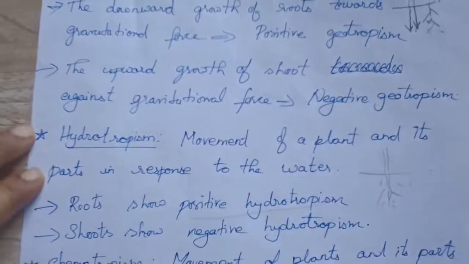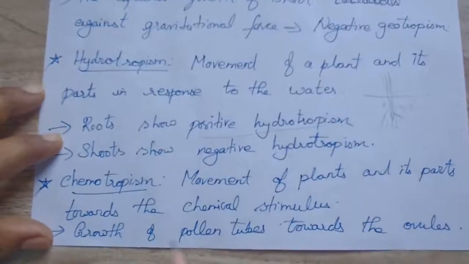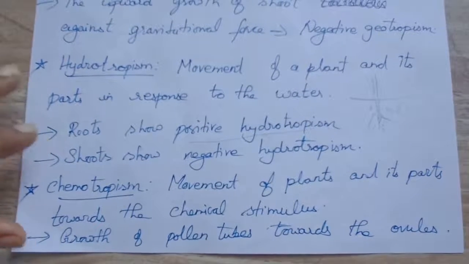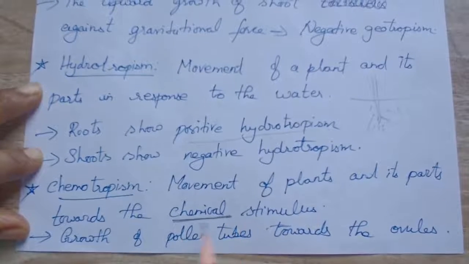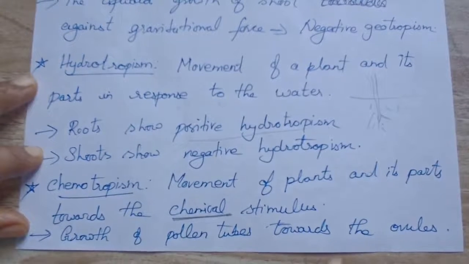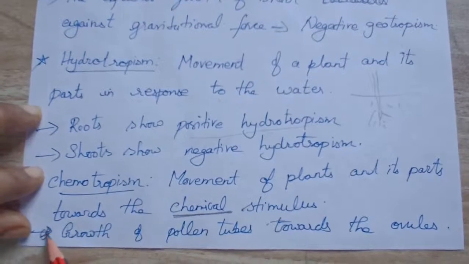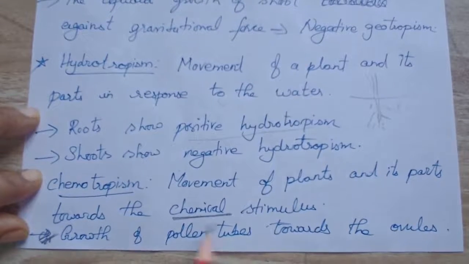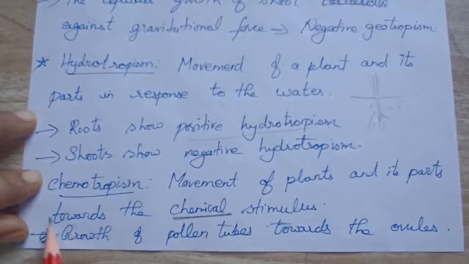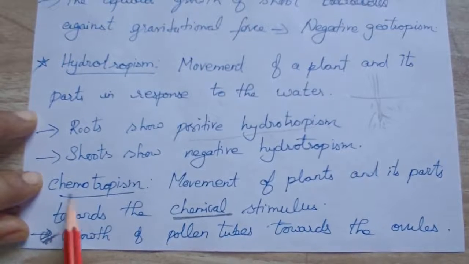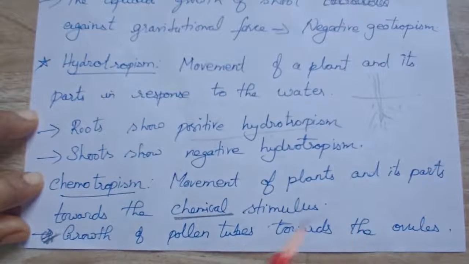Then chemotropism is the movement of plants and its parts towards a chemical stimulus. Here the stimulus is chemical. For example, growth of the pollen tube towards the ovules. We'll see this in detail in the reproduction of plants. For now, just know this example of chemotropism: growth of the pollen tubes towards the ovule.